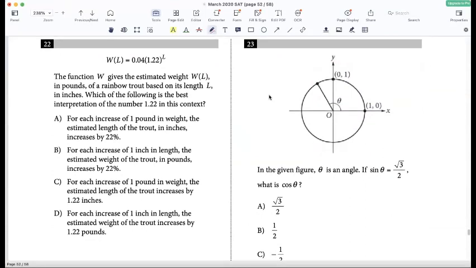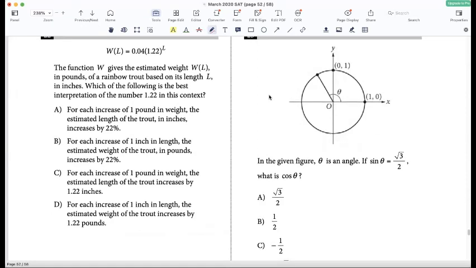The function w gives the estimated weight in pounds of a rainbow trout based on its length L in inches. Which of the following is the best interpretation of the number 1.22 in this context? So this is an exponential function. W(L) is 0.04 into 1.22 to the power L.